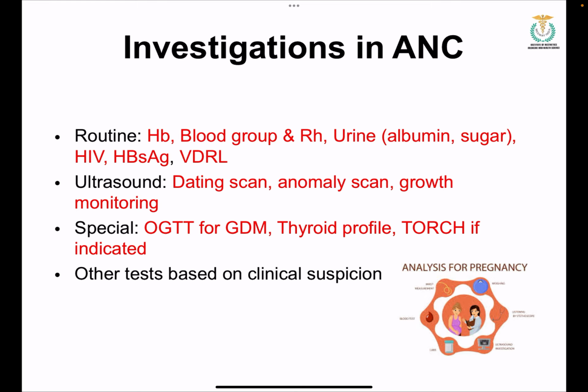Next is the special tests. There are a few special tests that should be done in pregnancy, like OGTT for gestational diabetes. In case the patient is diagnosed with gestational diabetes, you can go for an OGTT. Thyroid profile if thyroid disease is diagnosed, and TORCH panel, only when clinically indicated. It is not always necessary to do all these special tests. Only if the patient is diagnosed with thyroid disease, diabetes, and so on, you can go for these special tests like OGTT, thyroid profile, and TORCH, only if clinically indicated.